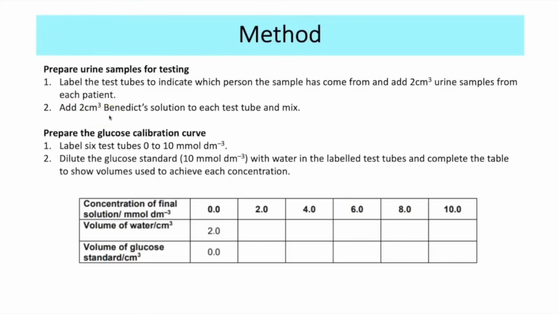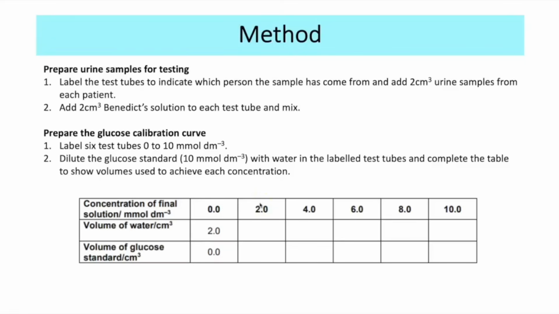Now we also need to create our glucose standards for our calibration curve. So we're going to set up another 6 test tubes, and those are going to be labelled with the following concentrations that we see in the table and also here in the method. So we then have to actually create those different concentrations, and we're going to dilute the glucose standard, and our standard is starting at 10 millimoles per decimetre cubed. And you would then have to complete this table potentially to say what volume of water and what volume of your 10 millimole standard would you combine to create a 2 millimole per decimetre cubed solution.